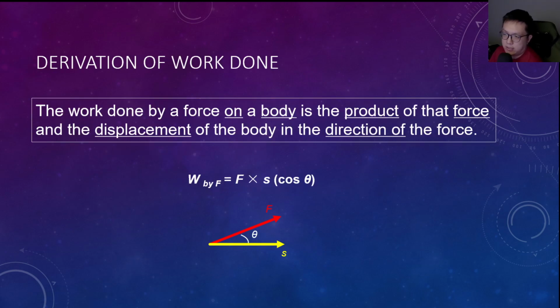First, let's look at the definition of work. The work done by a force on a body is the product of that force and the displacement of the body in the direction of the force. So we break this down into a formula. Work done by a force F is equal to F times s multiplied by the cosine of the angle between them, cosine theta. If you remember your math, this is essentially a vector dot product, so you should get a scalar quantity.